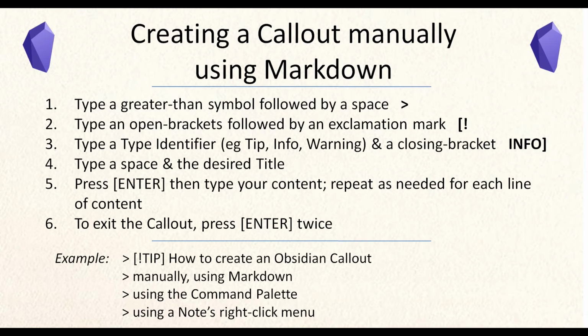Once you've typed the title, press the Enter key. This brings you down to the content section, and you can begin typing your line or lines of content. Just continually follow that procedure. Type a line of content, press the Enter key, type another line of content, and continue on. When you're finished with your content and you want to exit the callout, press the Enter key twice. Let me demonstrate that now in a vault.